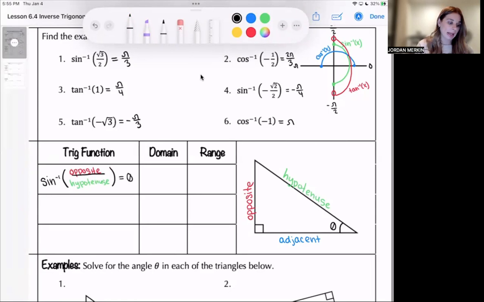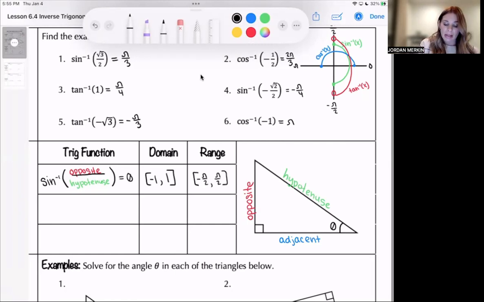Now the domain, be careful, domain and range for sine and inverse sine are switched. So the range of just regular sine, think of your sine curve, it goes from -1 to 1, so that becomes your domain, -1 to 1. Now your range, be careful, remember we restrict the range of inverse sine to be from -pi/2 to pi/2.